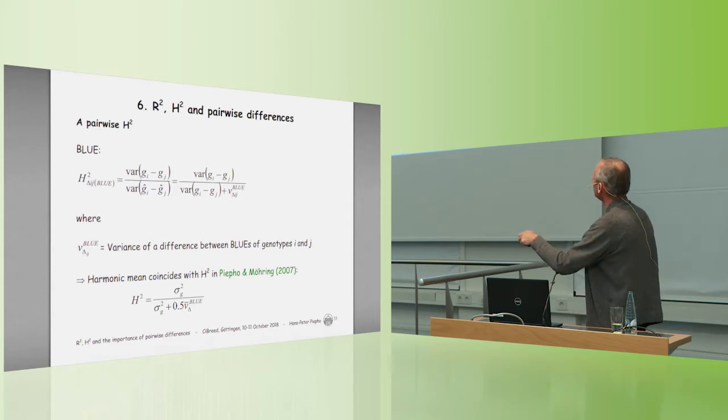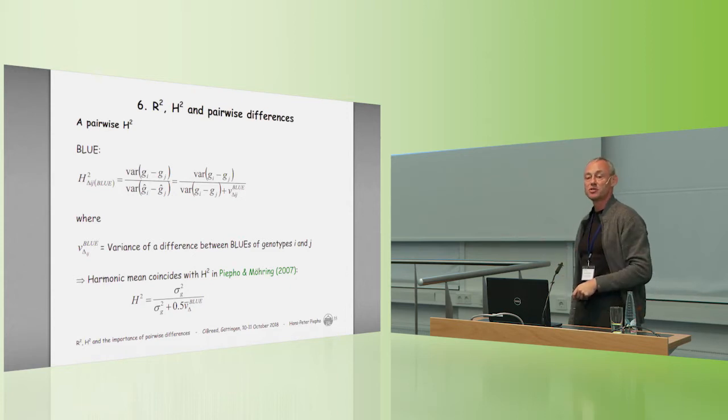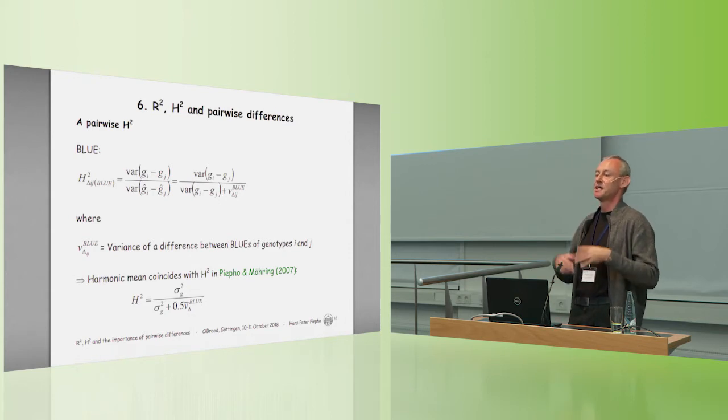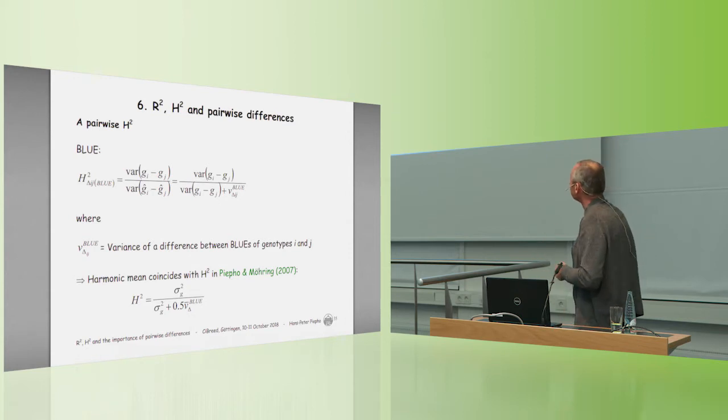So why not ask, what is the variance of a difference between two genotypes? For the true genetic effect and for the estimated genetic effects when we use BLUE. And that leads to this equation here, which involves the variance of a difference between two genotype means. And that's the same variance of a difference between two genotype means that features in the A efficiency criterion to find an optimal experimental design.